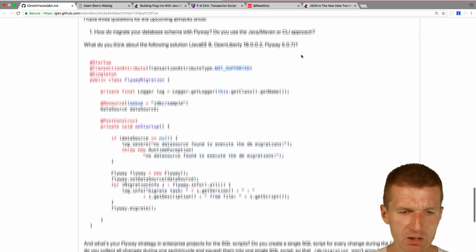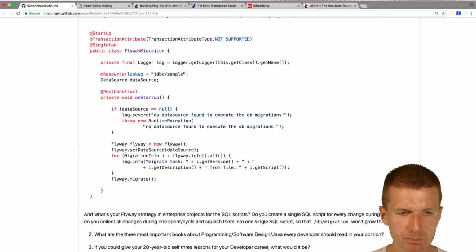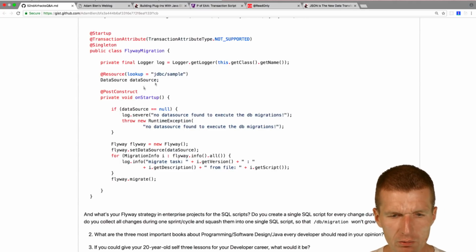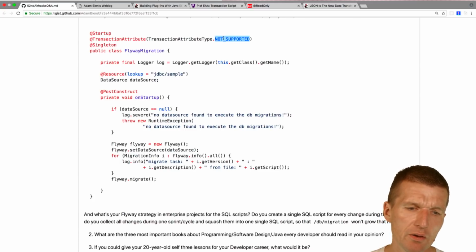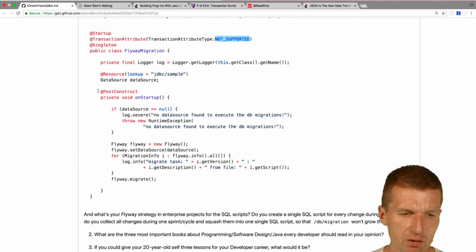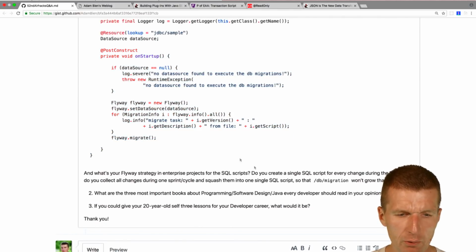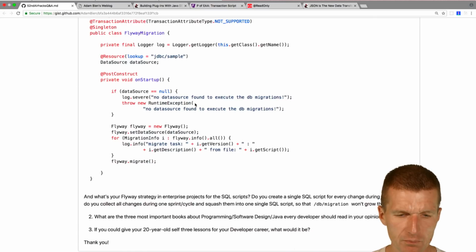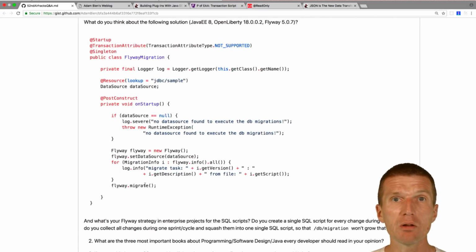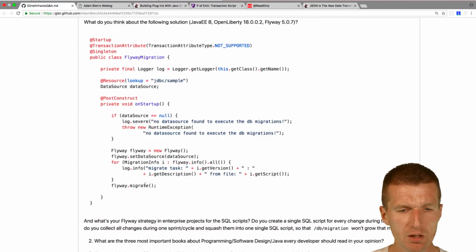And what Philip did, he created a class, Flyway Migration, which is a singleton with transaction attribute not supported because of the post construct. This is what I don't get, why it's not supported. Because I think in Java 7 or 8, the lifecycle methods can even be transactional. And startup singleton means the post construct method is invoked, and what Flyway does, then it migrates the database. And I did exactly the same without Flyway DB in projects for SQL migration. So we had to create a database first. So we did exactly the same. So this is what I would do.